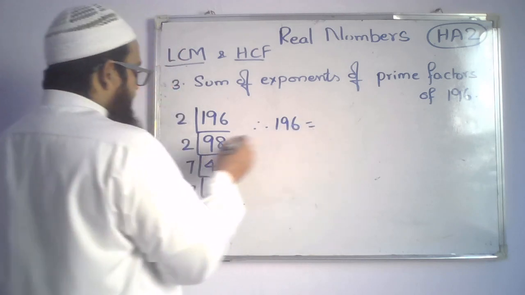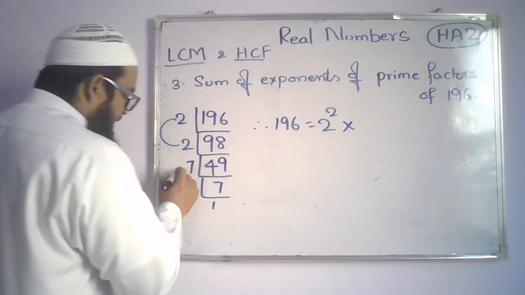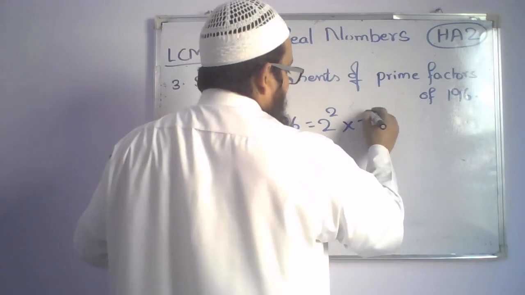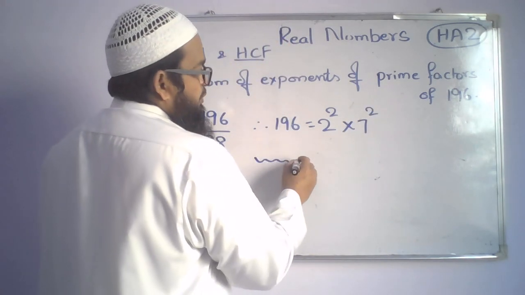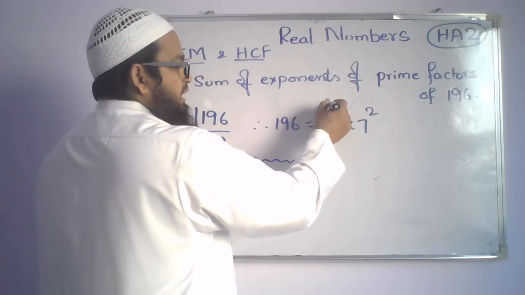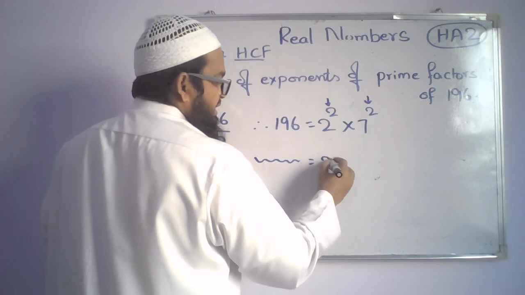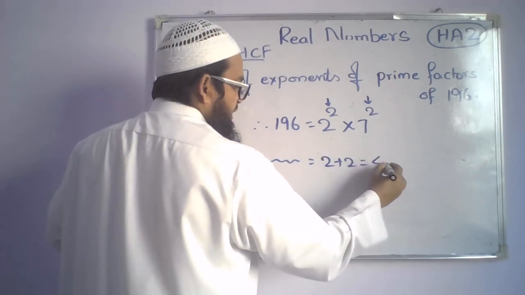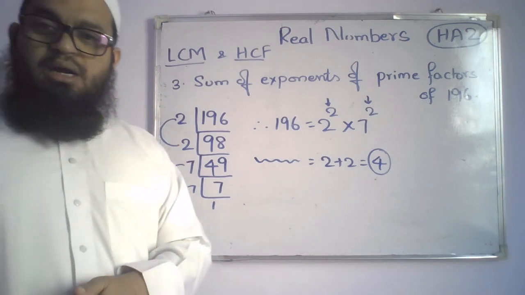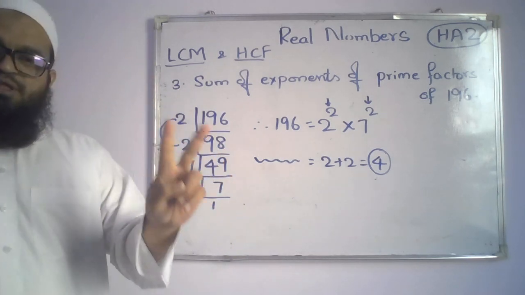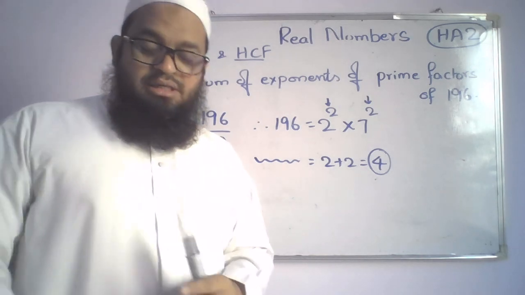So therefore 196 is, how can I write, 2 times 2, that means 2 square, multiplied by 7 times 7, it is 7 square. Now what is he asking? The sum of exponents of prime factors. What are the exponents here? 2 and 2. So the sum is 2 plus 2, which is equal to 4. That is the answer. This will be asked for 1 mark, which means you have to do this problem within 2 minutes. Understood or not? So practice it.